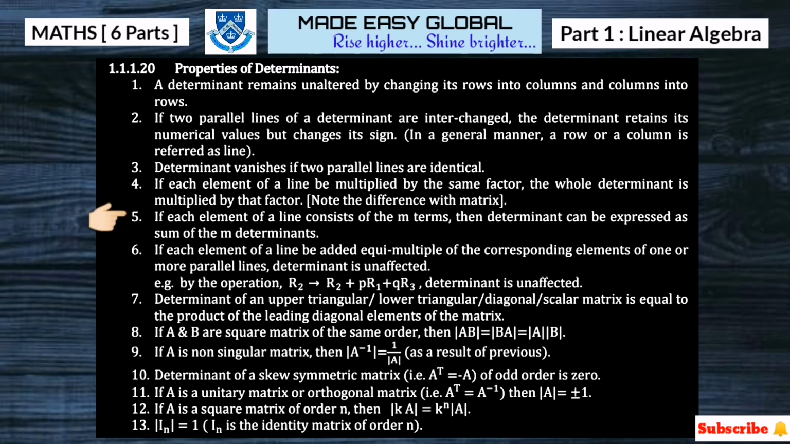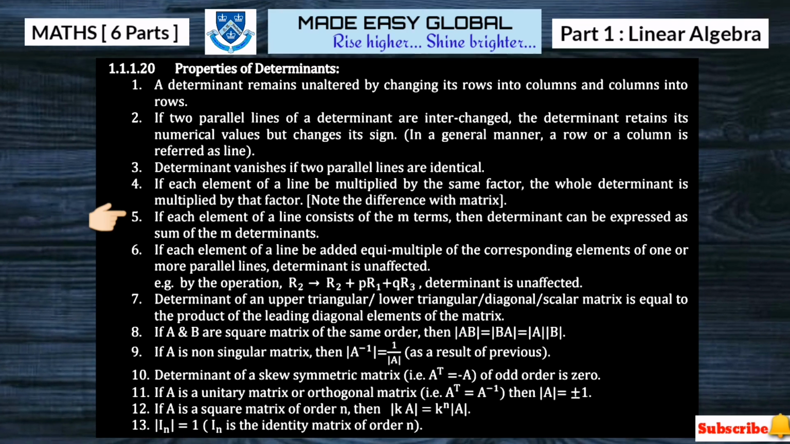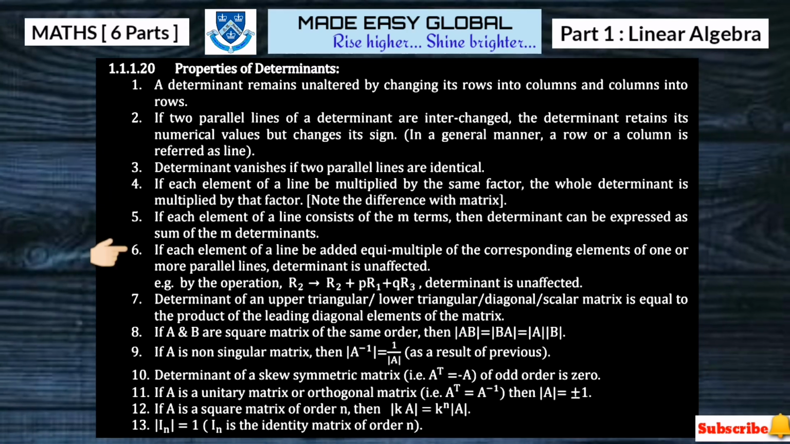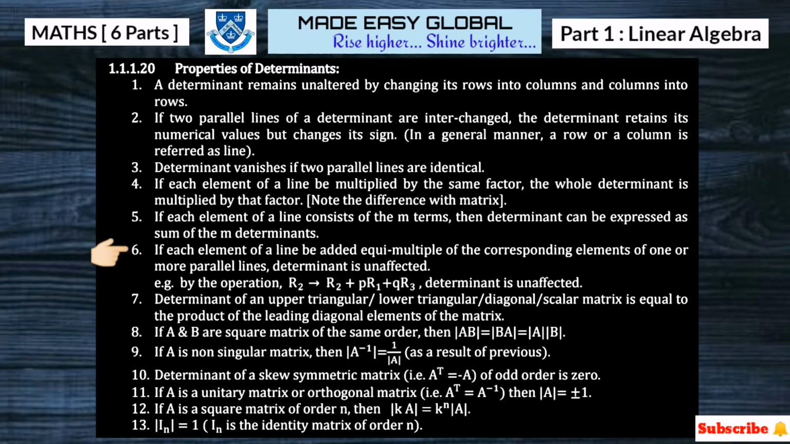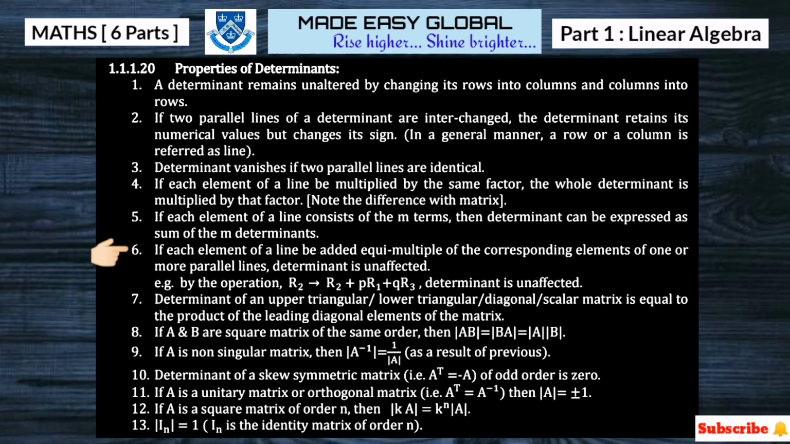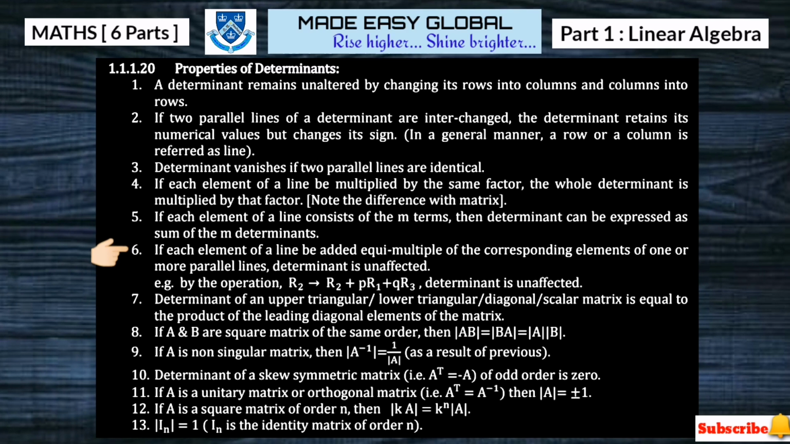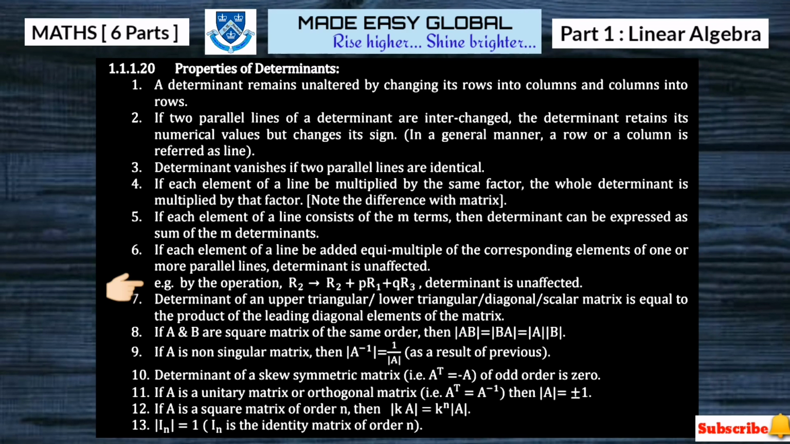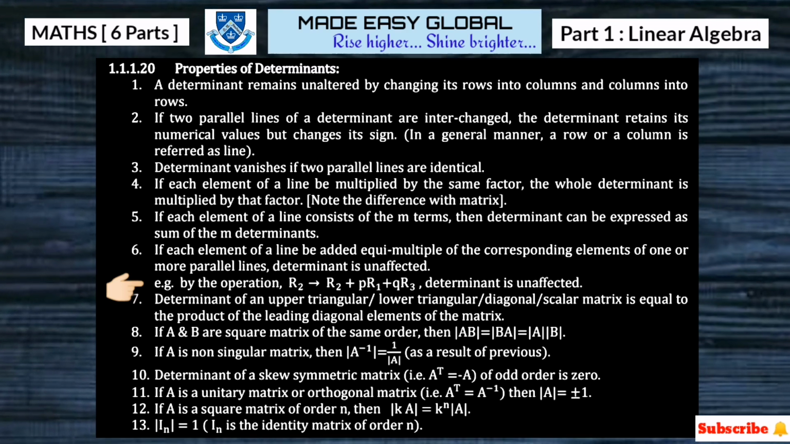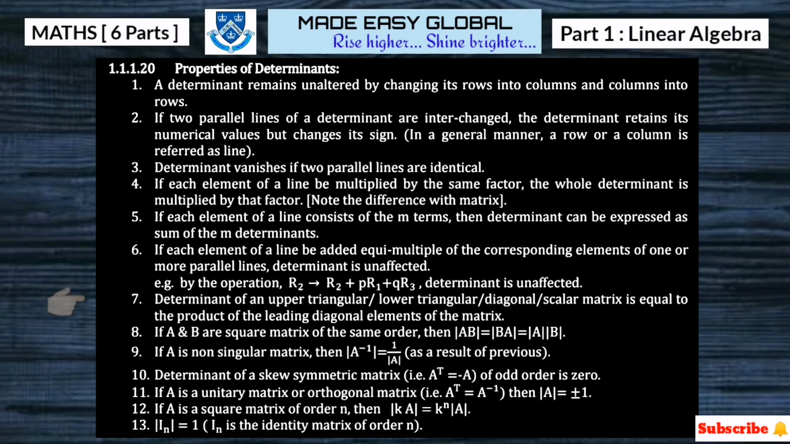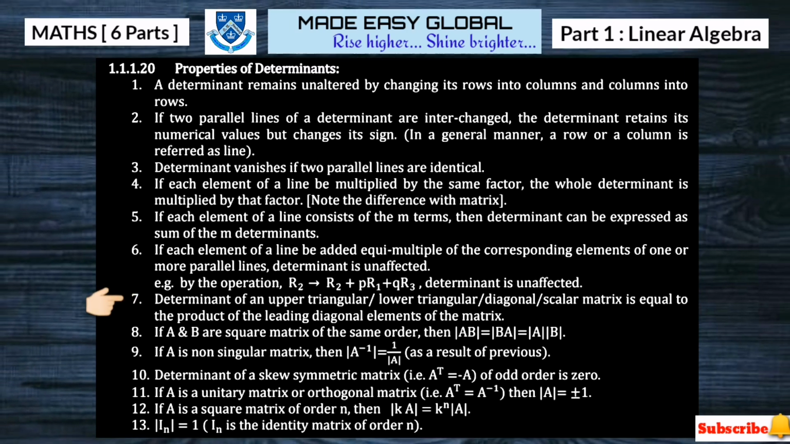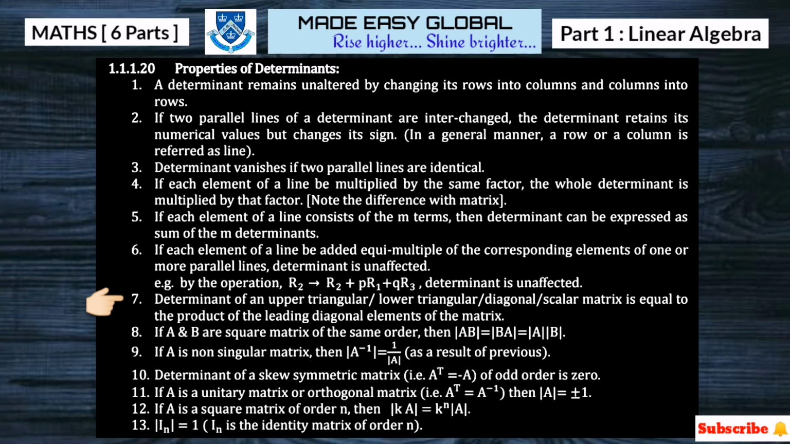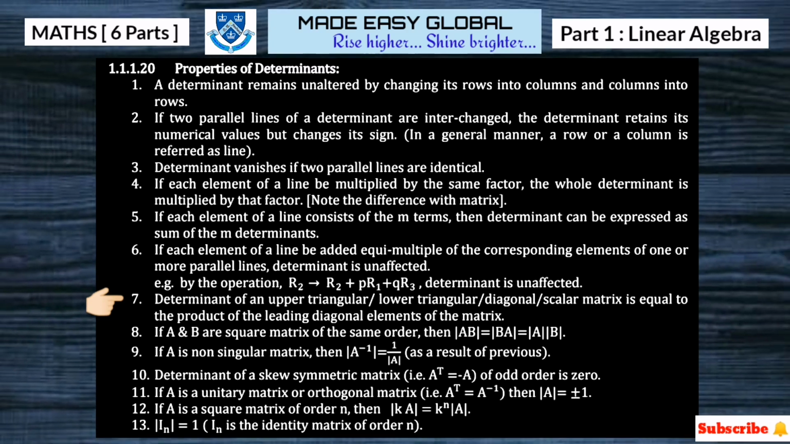Then if each element of a line consists of m terms, then the determinant can be expressed as the sum of m determinants. Then if each element of a line is added to equimultiples of the corresponding elements of one or more parallel lines, then the determinant is unaffected. For example, by operation R2 to R2 plus pR1 plus qR3, the determinant is unaffected. Then next one is the determinant of an upper triangular or lower triangular or diagonal scalar matrix is equal to the product of leading diagonal elements of the matrix.